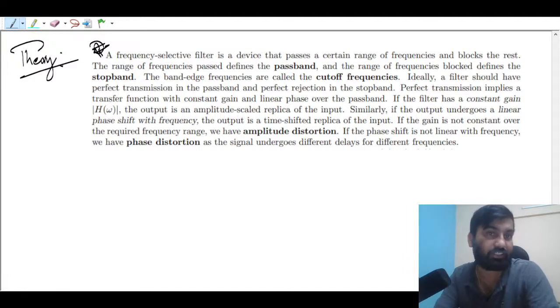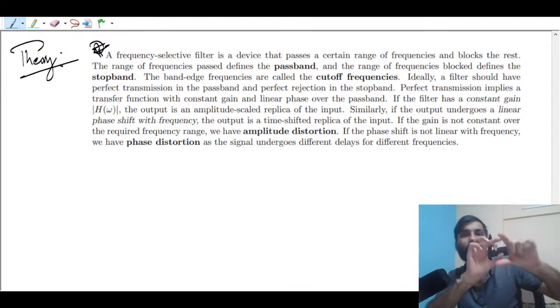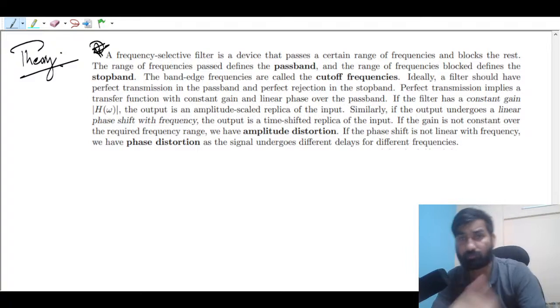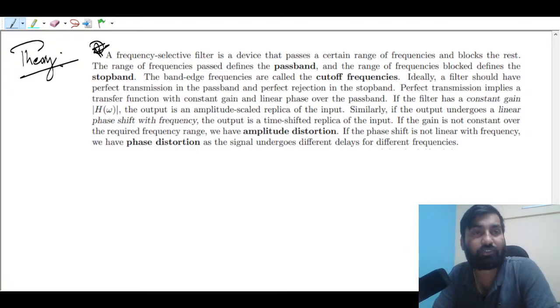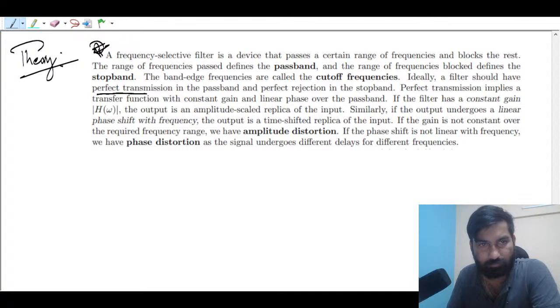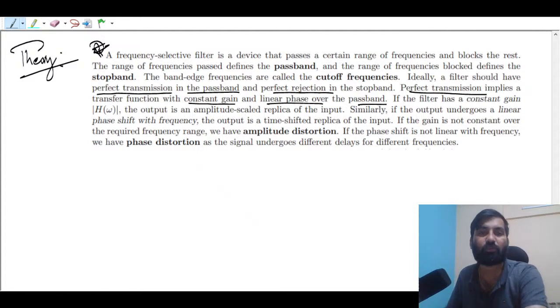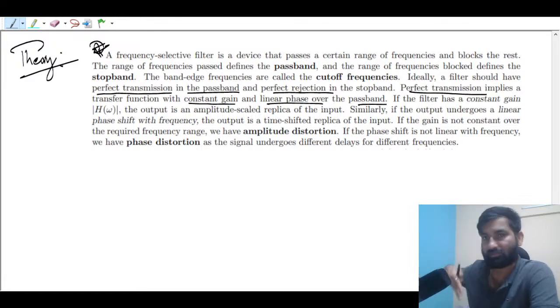A frequency selective filter is a device that passes a certain range of frequency and blocks the rest. The range of frequencies passed defines the pass band, and the range of frequency blocked defines the stop band. The band edge frequencies are called cutoff frequency. Ideally, a filter should have perfect transmission in the pass band and perfect rejection in the stop band. What does perfect transmission mean? A transfer function with constant gain and linear phase over a pass band. I mean the phase must be changing linearly with omega, a straight line.